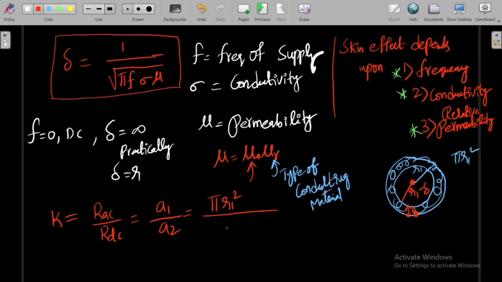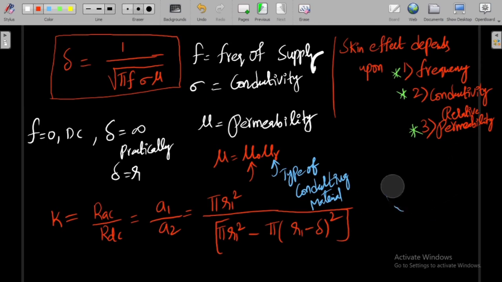Now how can you get this shaded portion area? The shaded portion area is nothing but the total area, pi r1 square, minus the area up to this portion, which is pi times r1 minus delta whole square. So this is the effective area. Now if you evaluate this, what will you get? Do this along with me.